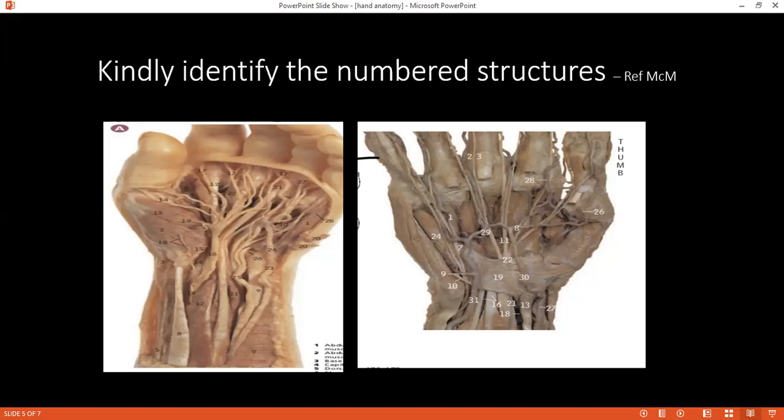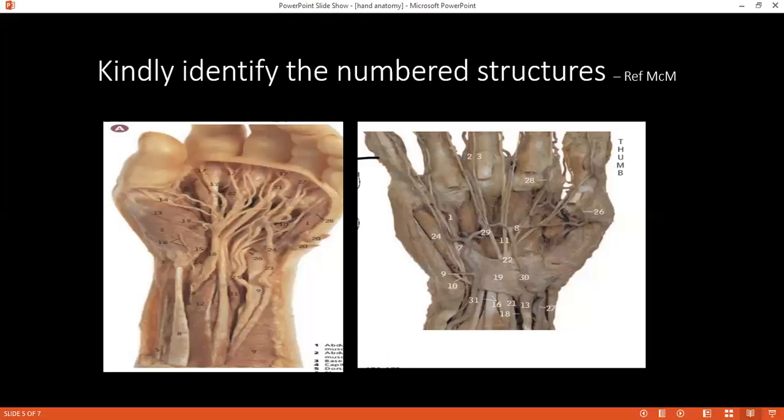Very good. Identify number 27. 27 is the radial artery. Very good. Please identify number 30. Number 30 is the, you mean the flexor retinaculum? Or you mean the structure? Yes, the structure. It is a superficial palmar branch of the radial artery.